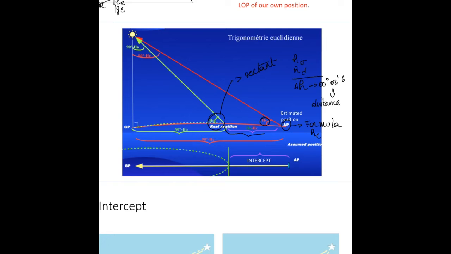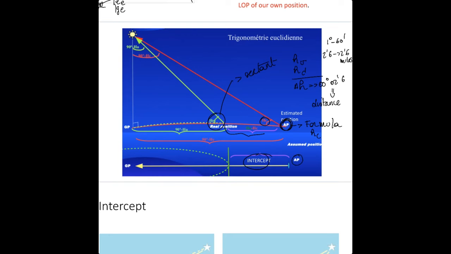Because as I told you earlier, 1 degree is 60 miles. So here, 2 minutes, 0.6 equals 2.6 nautical miles. Okay, so what can we do then? We can, starting from our estimated position, indicate the intercept, as you can see here.